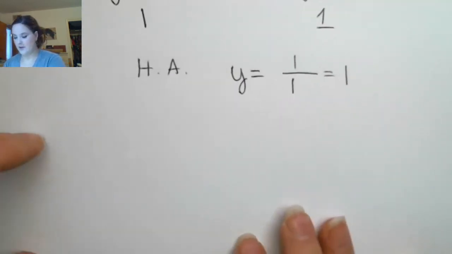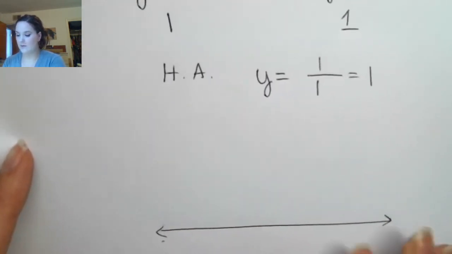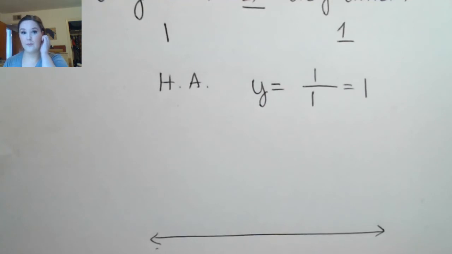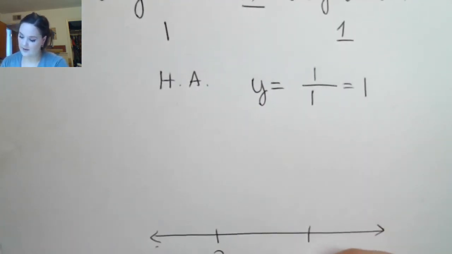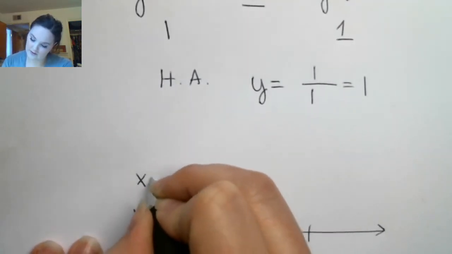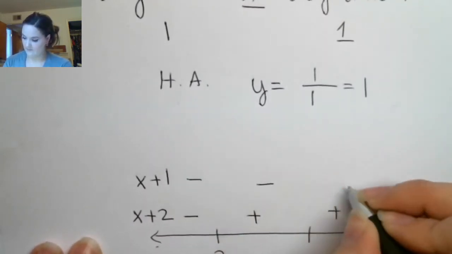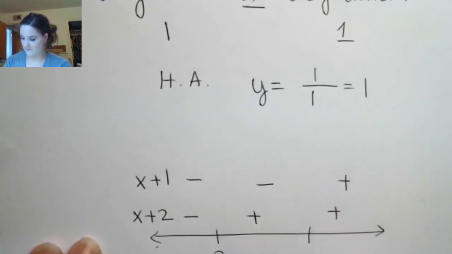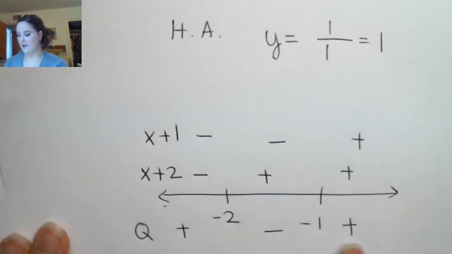Okay, let's make my sign chart. Remember you're including the roots from the numerator and the denominator, so it's going to be -2 and -1, and you're going to include the factors from the numerator and the denominator. So this is my final sign chart, plus, minus, plus. Now that we have all that, we're going to look at our graph.